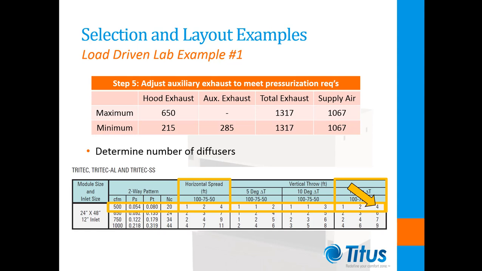Looking at the performance tables, supplying all the air through a single diffuser would result in vertical throws that have velocities well exceeding 50 feet per minute in the occupied zone. Splitting the airflow through 2 diffusers, we're able to keep velocities in the occupied zone under 50 feet per minute. Based on the performance data, these diffusers should be placed as closely together as 4 to 5 foot on center.